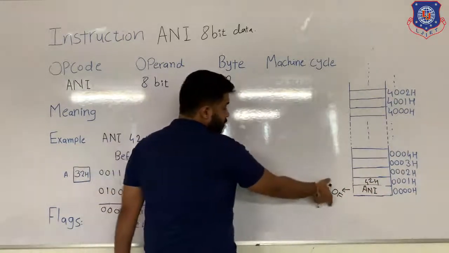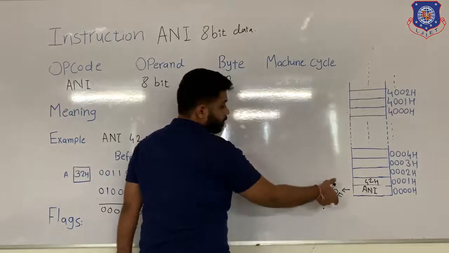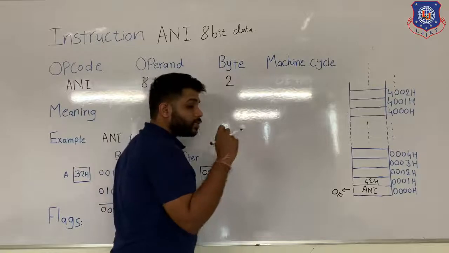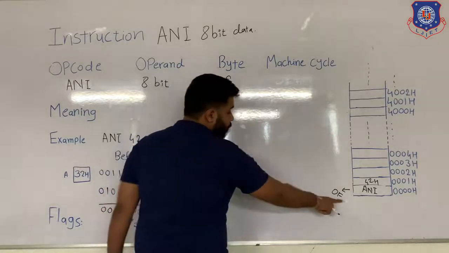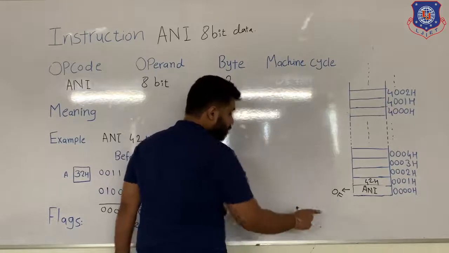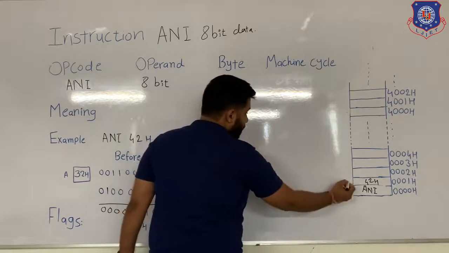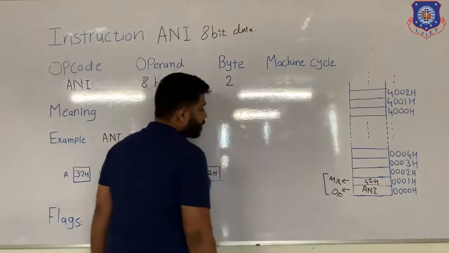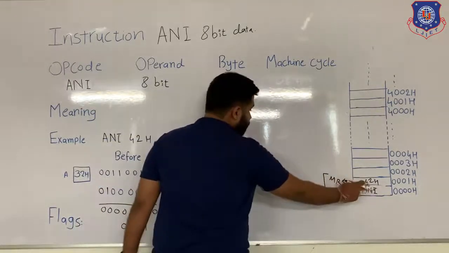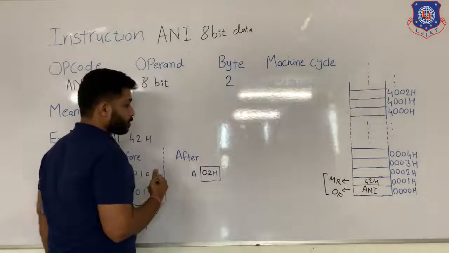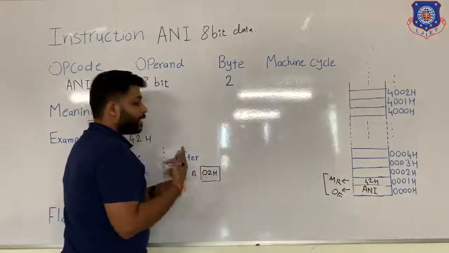Now this instruction is of 2 bytes. The instruction is stored in 2 memory locations. So to read this whole instruction, only the opcode fetch machine cycle is not enough. To read this whole instruction, the opcode fetch with memory read machine cycle is required. So when opcode fetch and memory read are performed, this whole instruction ANI 42H will be transferred to the microprocessor. Then the processor will decode and execute.